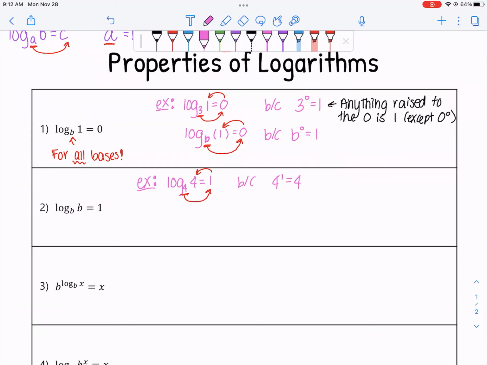Yeah, that's true. And that's going to be true no matter what that number is, right? Log base b of b should be 1. Start at the base, across the equals, back again, because b raised to the first power is equal to b. This is always going to be true. It doesn't matter what b is. Anything raised to the first power is itself.